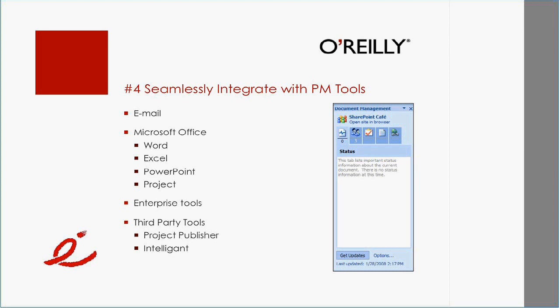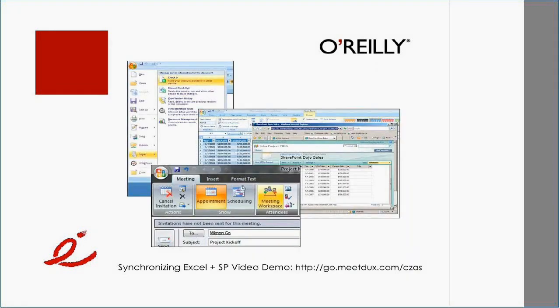Now, let me just show you a quick example here of integration. So on the left side, you see Office 07. That's Word right there. You see all the SharePoint capabilities, check-in, check-out, version history. It's available. The next one, I don't know if you can see it clearly, but what I have there is information in Excel.